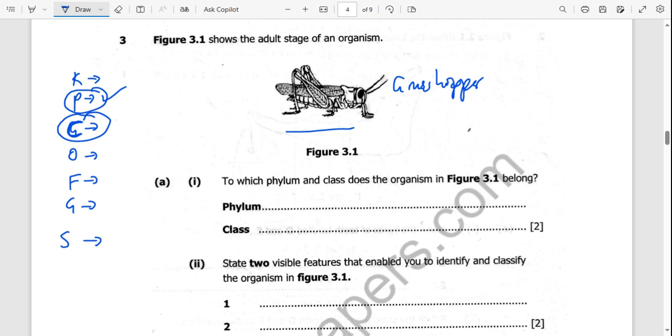So insects are basically animals that have got three body regions. They've got the head, the thorax, and also the abdomen. It includes things like the grasshopper. Okay, so that is it.